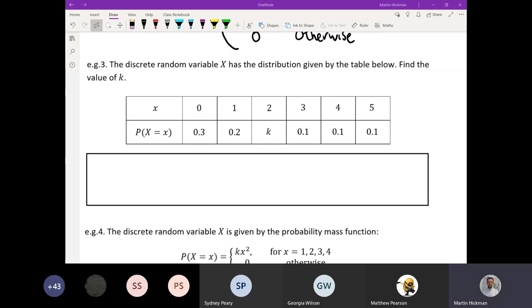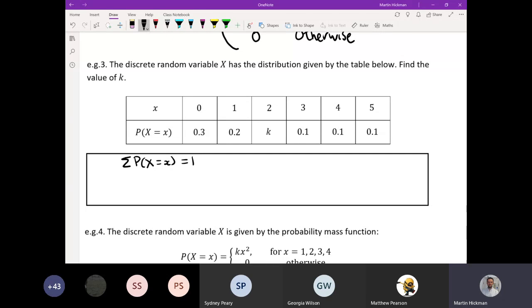Okay, excellent. I can see some answers coming through. And excellent, Shona, Dominica, and Laura, you've got your working out there. So Shona's added up all the probabilities to get 0.8. And then as the rest of you got as well, you've done 1 take away 0.8 to get your k as 0.2. So it's just remembering that the sum of all the probabilities has to equal 1.